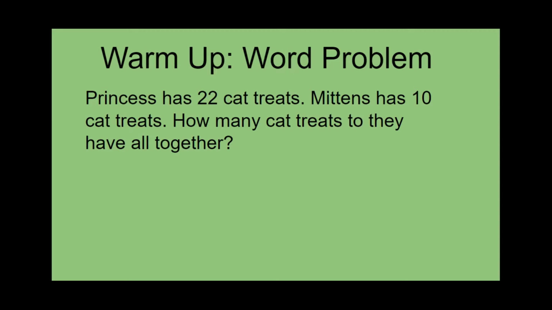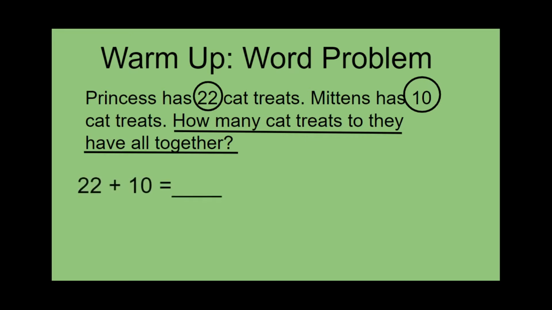First, to solve this problem, we need to circle our numbers. I'm going to circle the number 22, and I'm going to circle the number 10. Next, we need to underline our question and decide if we are going to add or subtract. Our question says, how many cat treats do they have all together? I know that if my question is asking how many all together, then it is an addition question. So the equation that I'm going to use to solve this problem is 22 plus 10.